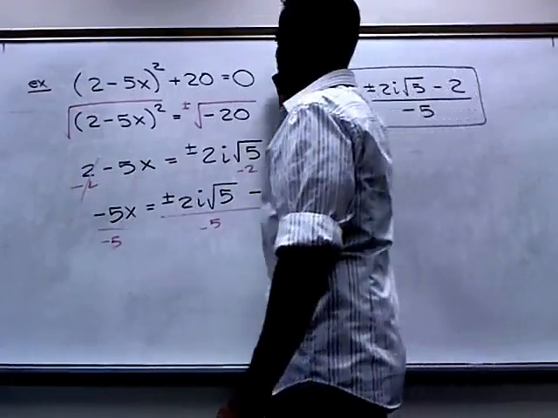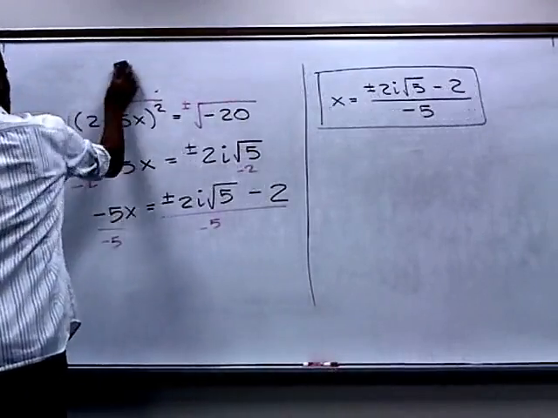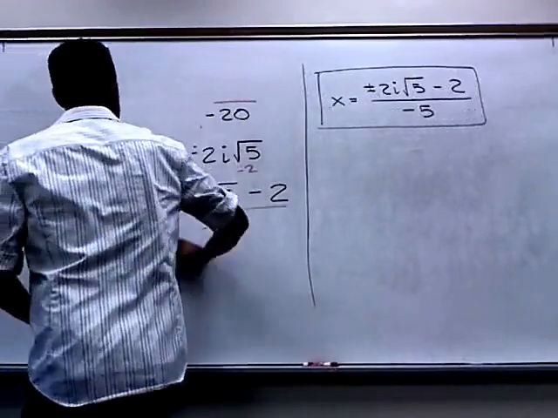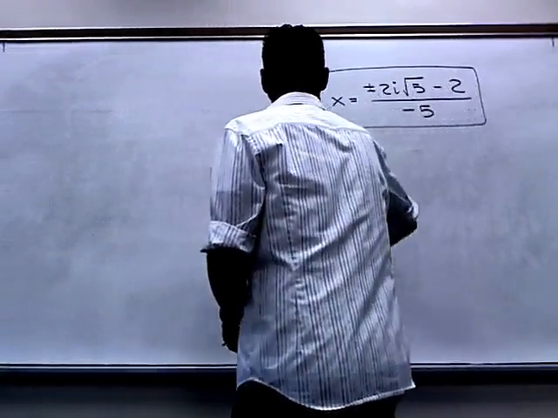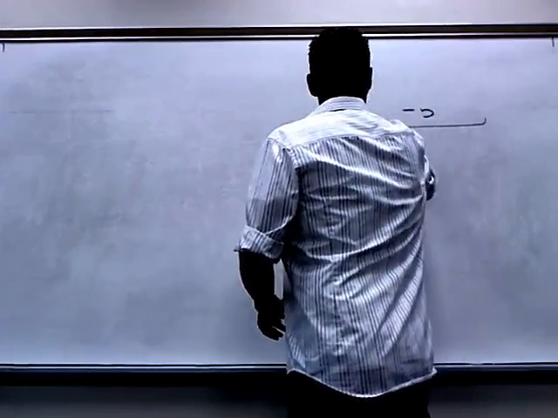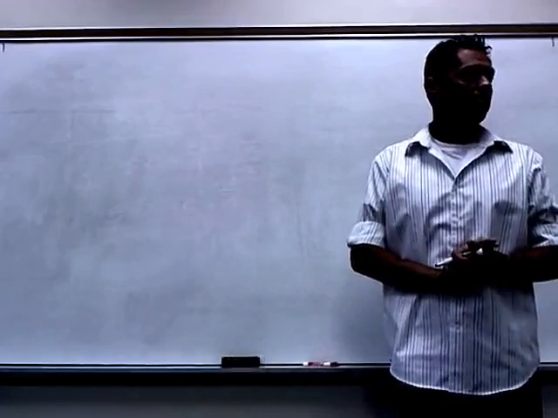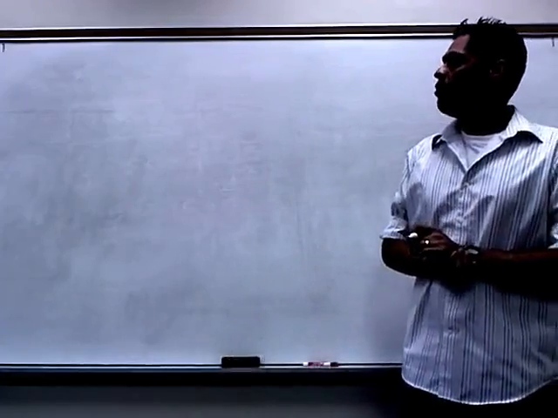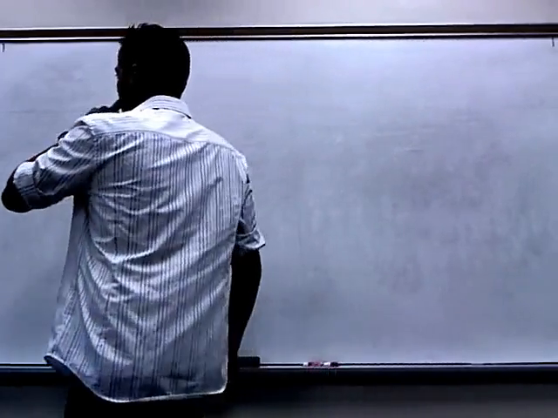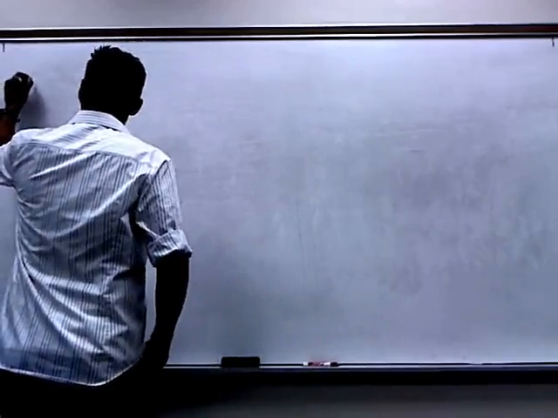So for this one, that's what you do if you have something and it's squared equals a number, right? That's what you do. Now, what if you have this? Now I'm just going to give you an example.